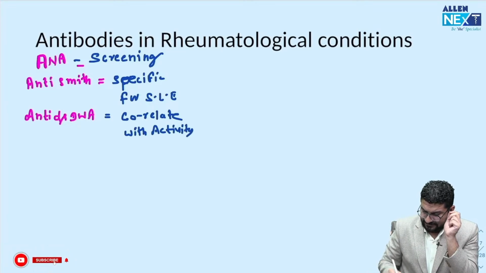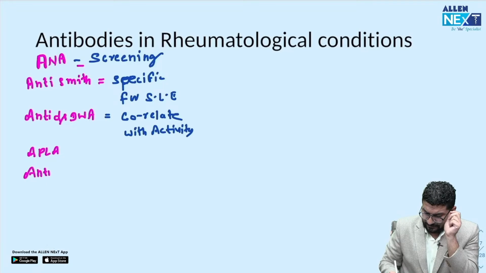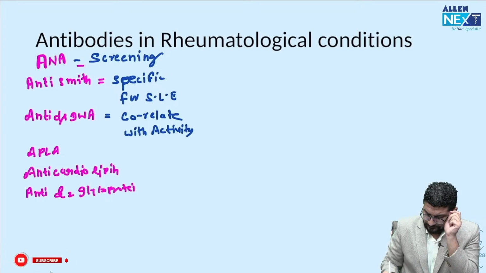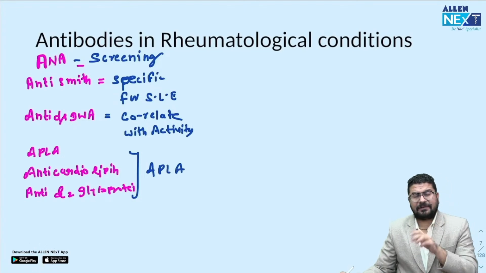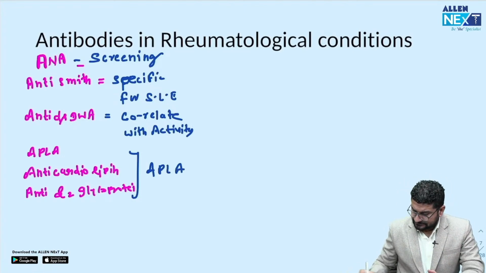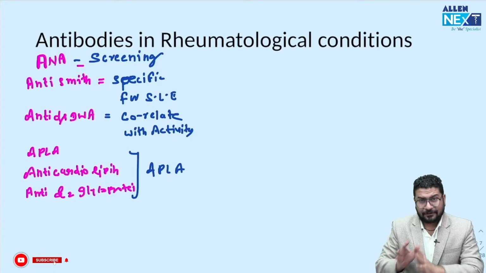Then in SLE, sometimes you can see anti-phospholipid antibody, or I can say anti-cardiolipin antibody, or we can see anti-beta 2 glycoprotein. So these are the antibodies that we see in a patient with APLA syndrome. Remember, the most common cause of secondary APLA is SLE. In SLE, so basically I'm talking first about SLE.